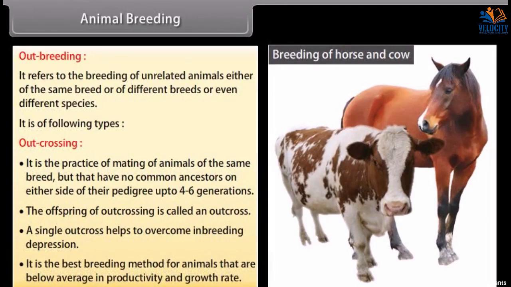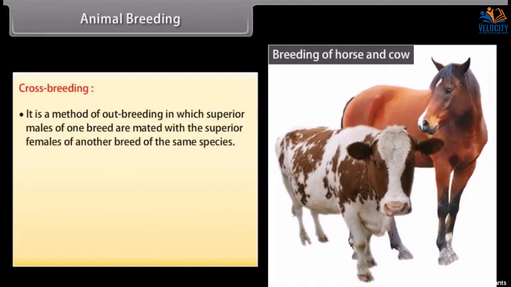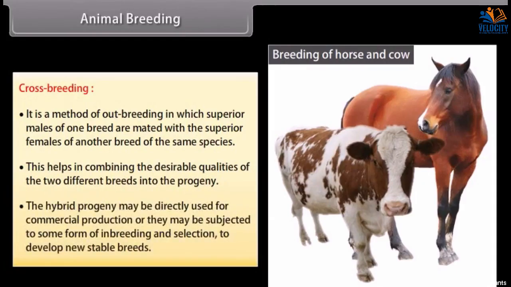It is the best breeding method for animals that are below average in productivity and growth rate. Crossbreeding. It is a method of outbreeding in which superior males of one breed are mated with the superior females of another breed of the same species. This helps in combining the desirable qualities of the two different breeds into the progeny. The hybrid progeny may be directly used for commercial production, or they may be subjected to some form of inbreeding and selection to develop new stable breeds.